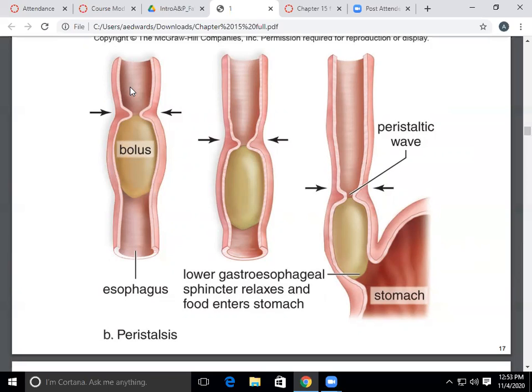So are there two types of sphincters? There are multiple sphincters in your digestive system. So this is just the first one. It's a good question.